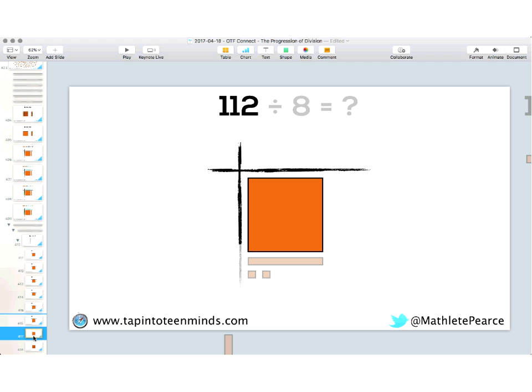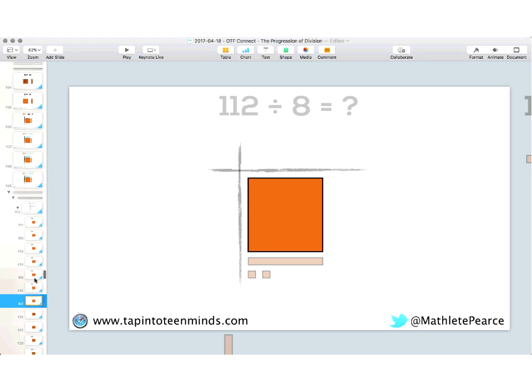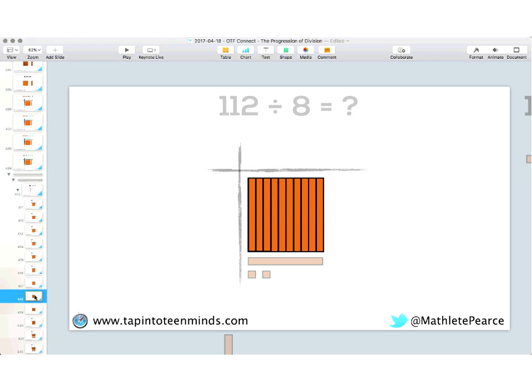a dimension of 8 by some other length. Right? When we're looking at this array, I basically need to get my dimension down to 8. So if I'm dividing anything by a number less than 10, then I know that this 100 flat is going to have to get busted up.